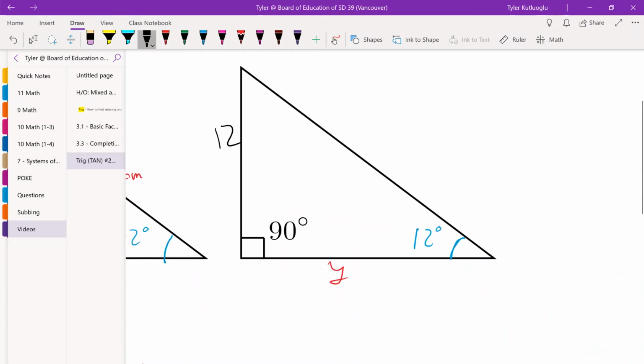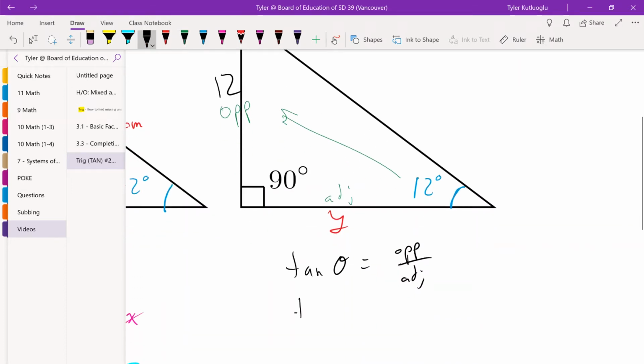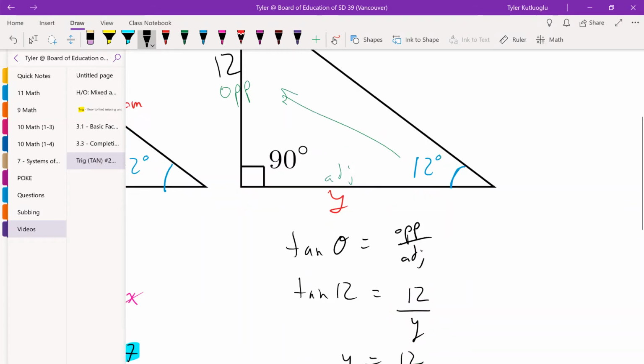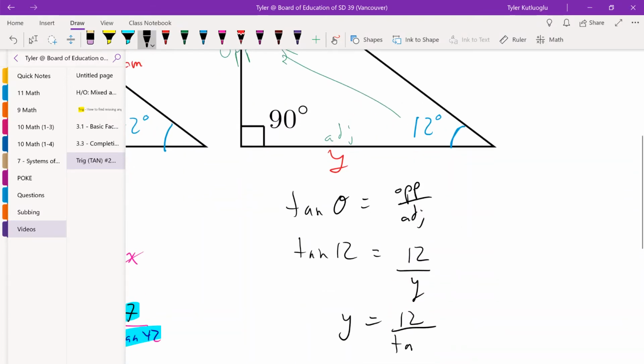Cool. Let's do one more of those weird ones so you can kind of see what's going on again. We're going to start. Tan theta is equal to opposite over adjacent. Let's label our sides. This side is opposite, across from the angle. This side is adjacent, next to the angle. We're going to sub in our numbers that we know. Tan 12 is equal to 12 over y. Remember, that was the degrees. This was the side length. Okay. Now I'm going to swap these two. So it's y is equal to 12 divided by tan 12.